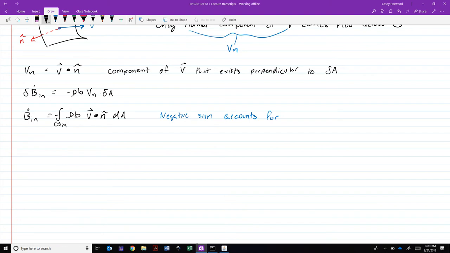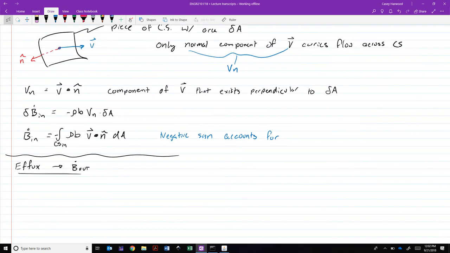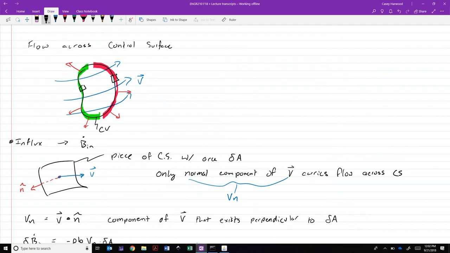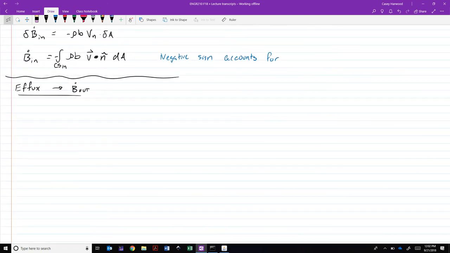But first, I want to concentrate on the efflux, which gives us our B out term. Similarly, if we took a tiny little portion of this part of the control surface where flow is occurring outward, we could draw the normal unit vector, and again some velocity v at the center of it. This also will have an area of delta A.